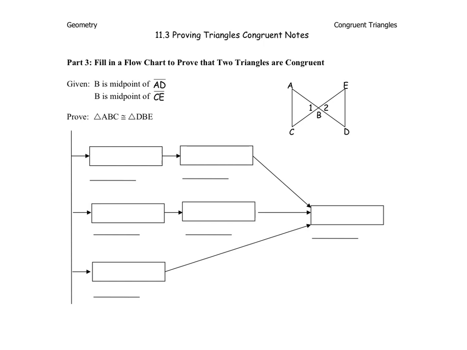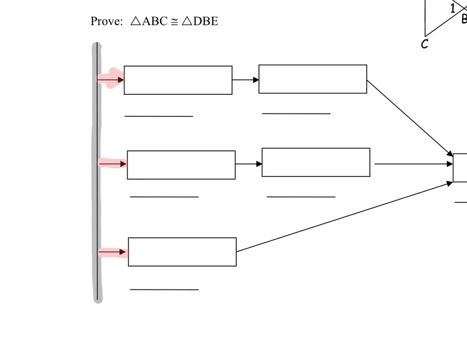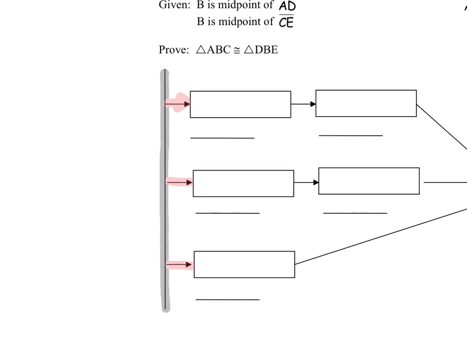I start with a vertical line on the left. This is one way to create a flow chart. From this vertical line, I can put arrows, and these arrows usually represent the given or whatever you can get from the figure. So from the vertical line, you can go to anything that's given or anything you can get from the figure.